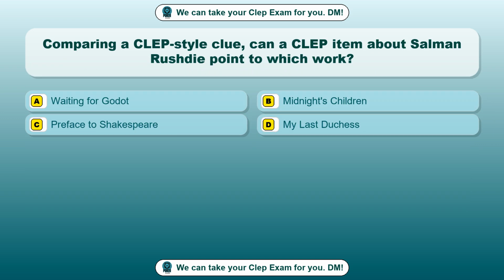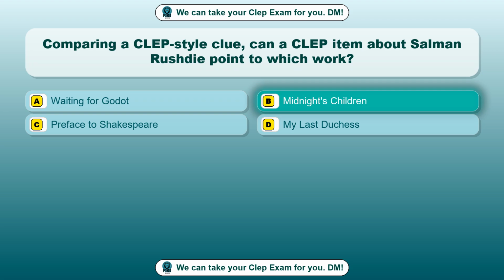Question 81. Comparing a CLEP-style clue, can a CLEP item about Salman Rushdie point to which work? Option A. Waiting for Godot. Option B. Midnight's Children. Option C. Preface to Shakespeare. Option D. My Last Duchess. The correct answer is option B.